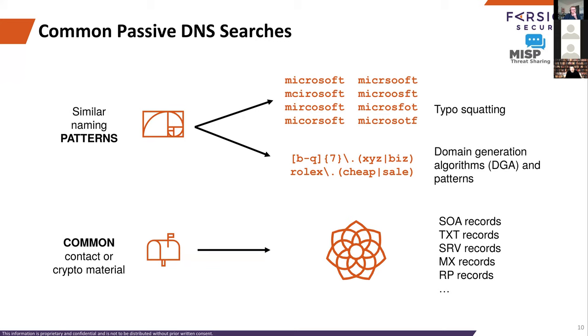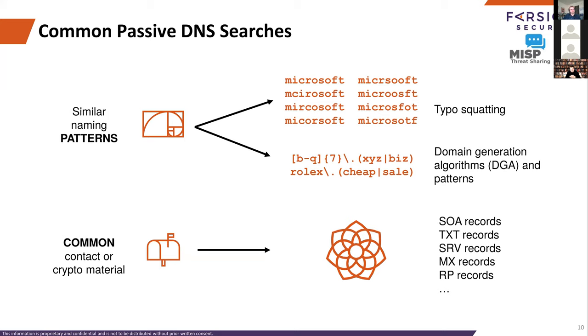Not only through keywords, you can create a regular expression and you can go and figure out the DGAs, domain generation algorithms, or other patterns, which for example might be related to brand infringement, or some identification of phishing sites. Another very interesting use case, which you probably wouldn't very easily associate with DNS or passive DNS, is common contacts or crypto materials. For example, you have an email or a specific phone number, and you know that DNS also has that information in TXT records, start of authority records, RP records and so on. And if, let's say, you identified a criminal activity which is also automated, you can identify all resources that have a very specific type or pattern.